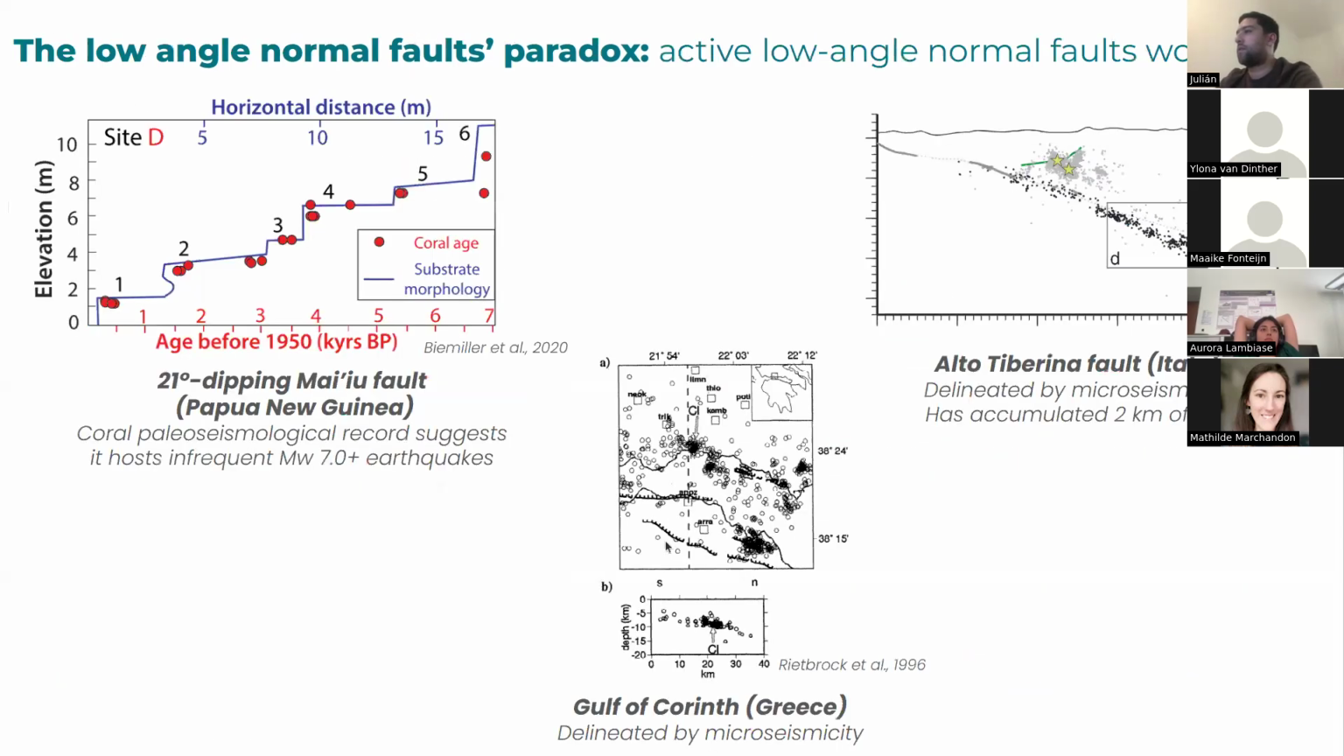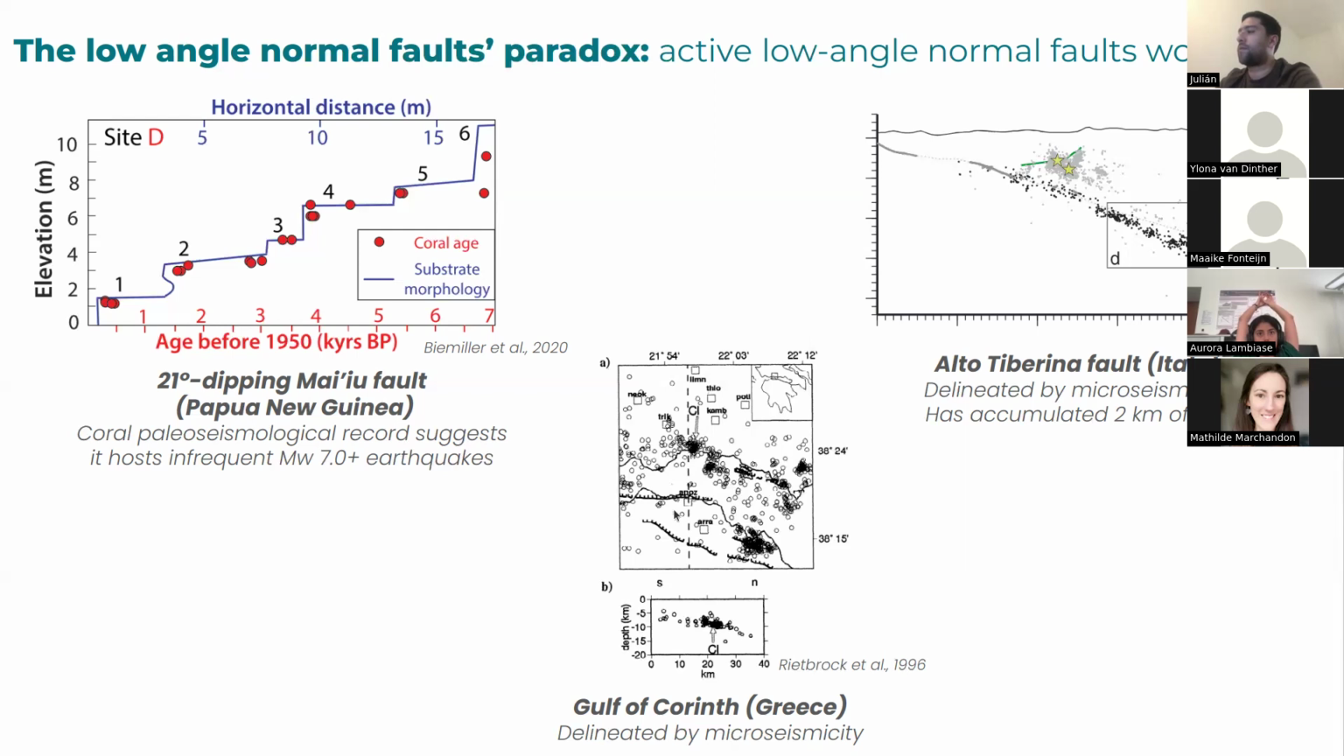And yet, we have low angle normal faults worldwide. So, for example, we have the Papua New Guinea low angle normal faults, for which all paleoseismological records suggest that these faults host infrequent but regular magnitude 7 earthquakes.